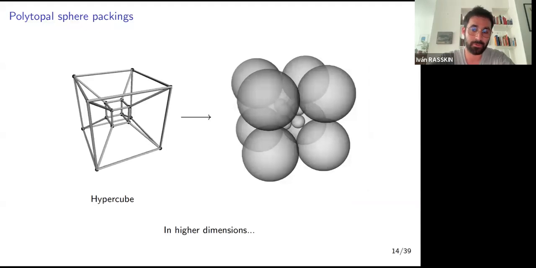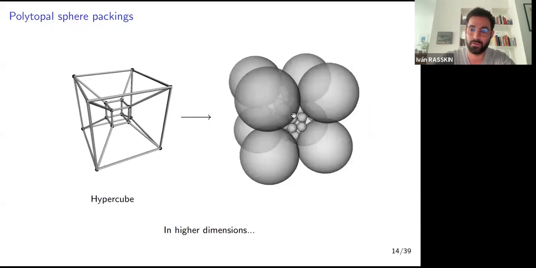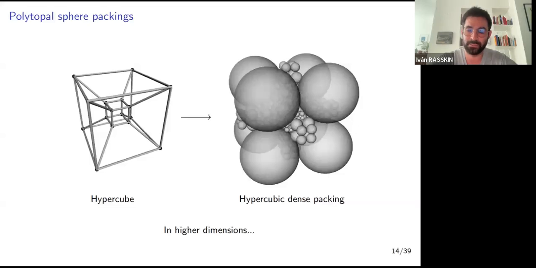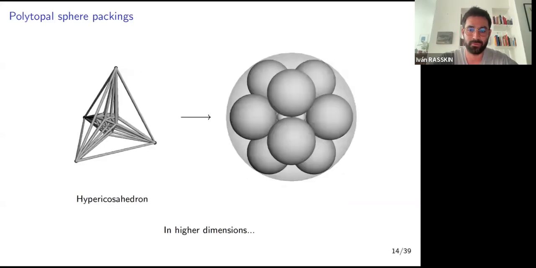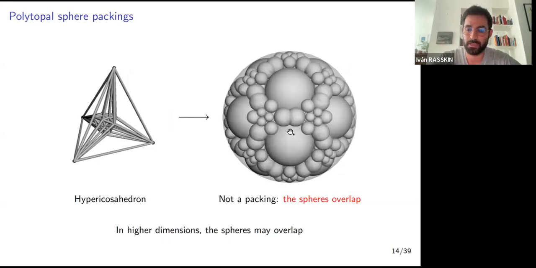It works also for the hypercube, for example. If we start again from the projection and we do the reflection through the dual mirrors, we get something that is also a sphere packing. So the spheres do not overlap. But actually, this is not true for every case in 4D. For example, if we start from the hypericosahedron, the generalization of the icosahedron in dimension 4, we do the same game. We reflect through the dual mirrors, and actually we get some overlapping here.